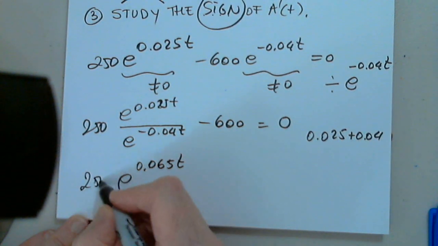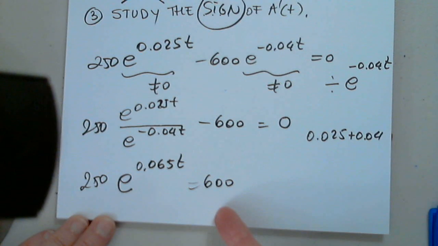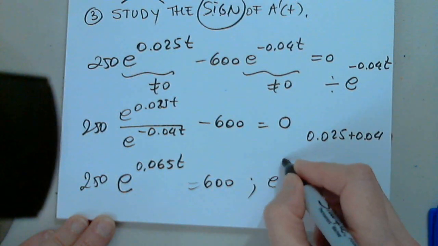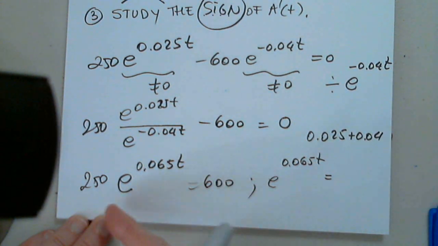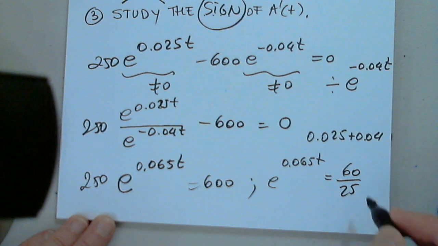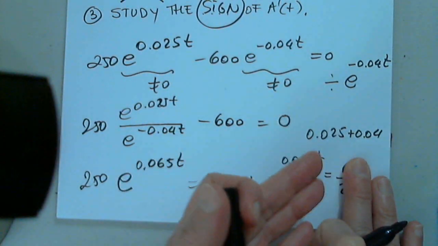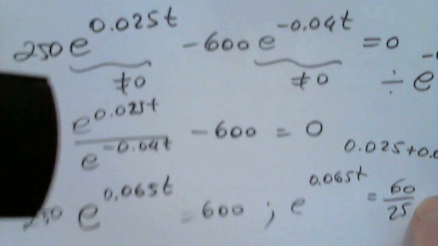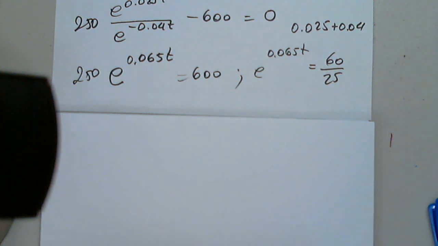0.065t with 250 in front, I move 600 to the other side, and of course I'm going to divide by 250 now. So I have e to 0.065t equals 600 over 250, or 60 over 25, and I don't need to do anything else to this number. I apply natural log to both sides and I get t. So this is how we handle such a situation.